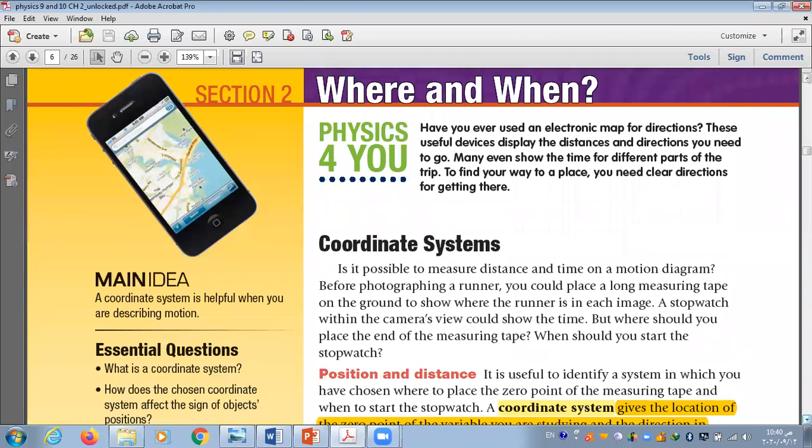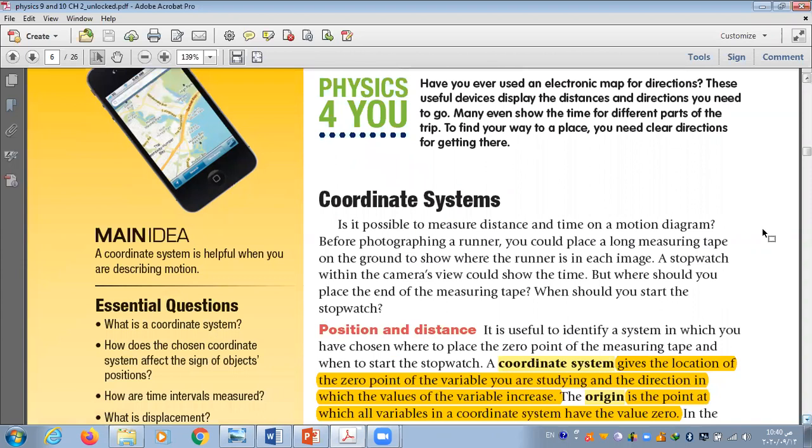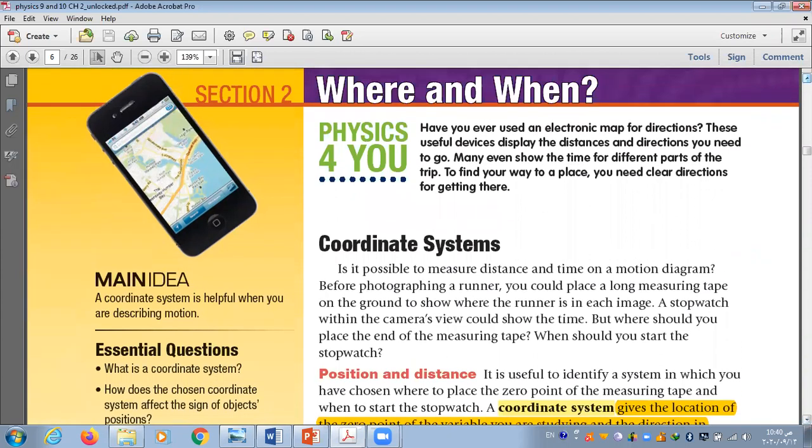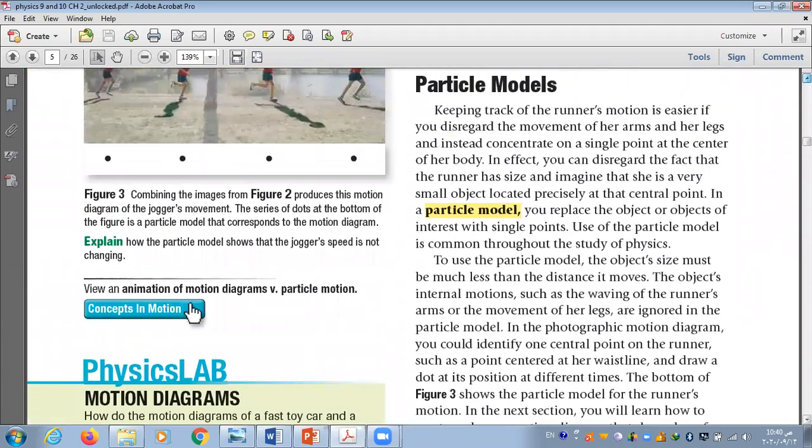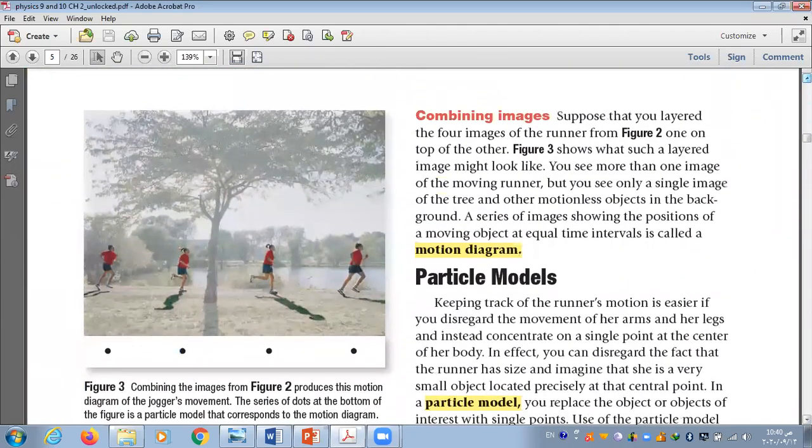Where and when. And we said before, where refers to position and when refers to time. When you start moving or you start any work, you detect a starting point. For example, here, for the motion of this girl, she started moving from this point, right?